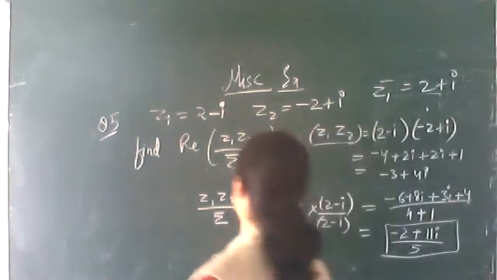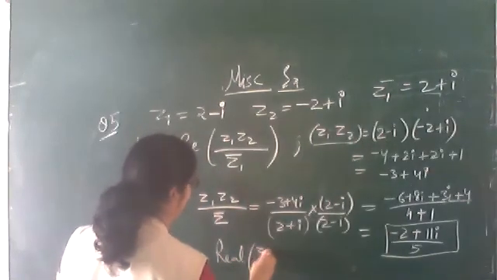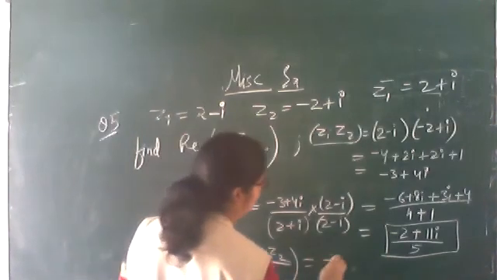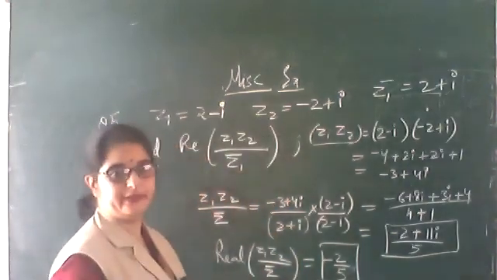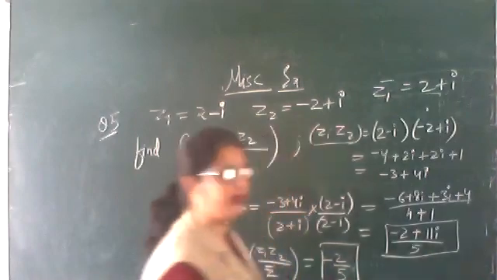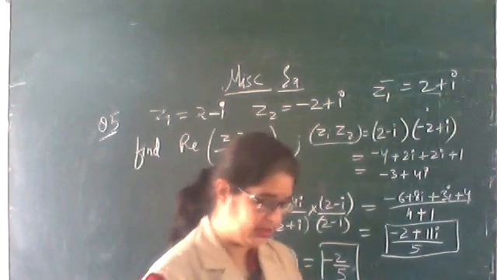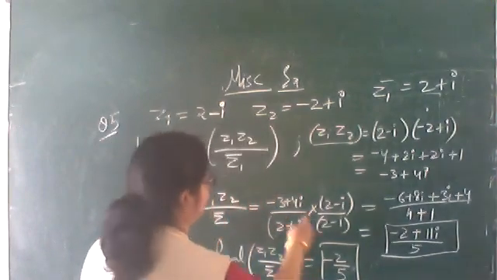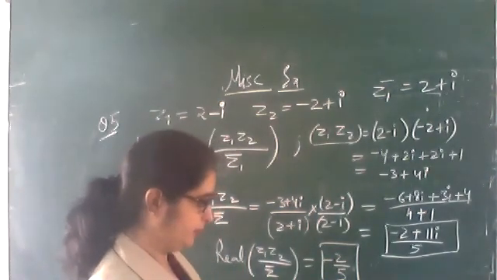Now what is the real part of it? Anyone who can tell? Real part of Z1 Z2 upon Z1 conjugate is equal to what? Minus 2 by 5. This is your real part. And what is the imaginary part? 11 iota by 5 is your imaginary part. Clear?